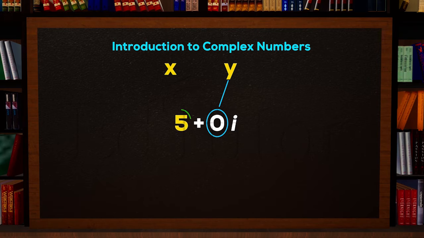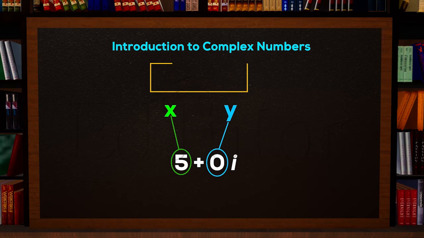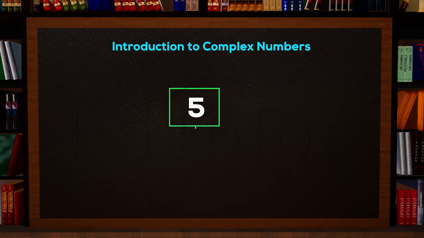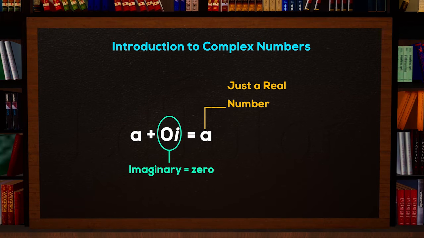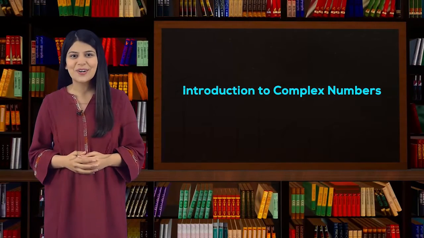Now, let's try setting y to 0. Assuming x is 5. Anything multiplied by 0 is just 0. So we are left with 5, which is real. What does that mean? All real numbers are also complex numbers with imaginary parts as 0. Who's the bigger boss now?